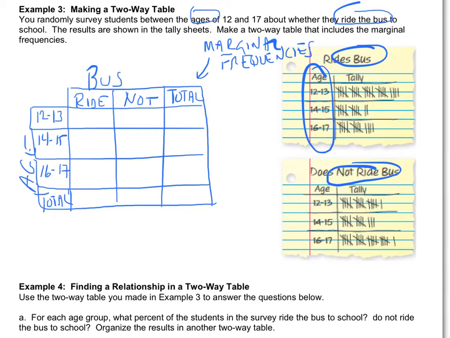When I look at the first box in the upper left-hand corner, we're looking for students that ride the bus that are 12 to 13 years old. Well, over here we have the ride the bus that are 12 to 13. So 5, 10, 15, 24. So 24 goes there. Next we want to talk about the next one, rides the bus 14 to 15. Well, I see 12. When I look at the next one, rides the bus 16 to 17, we see 14.